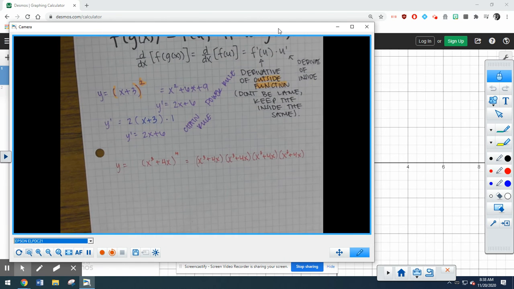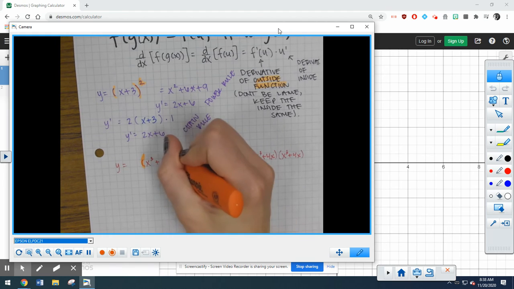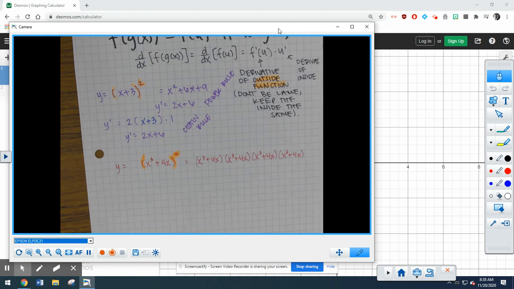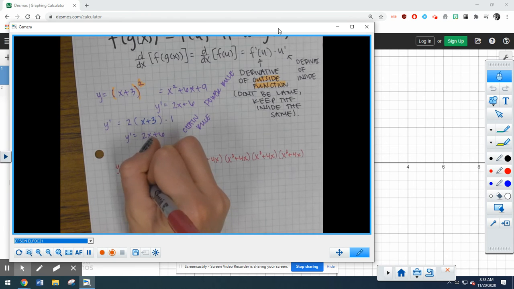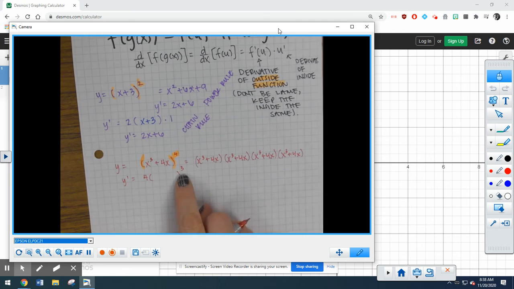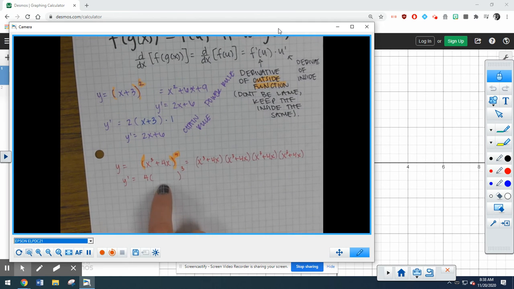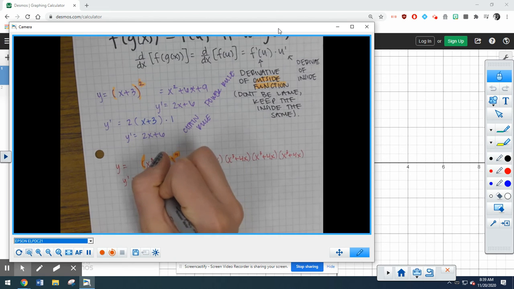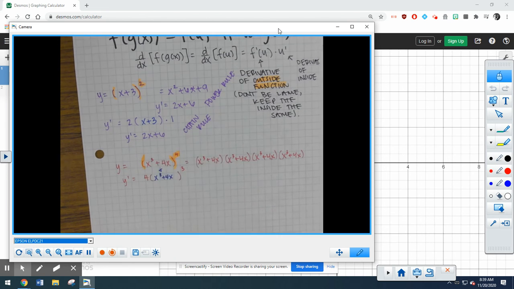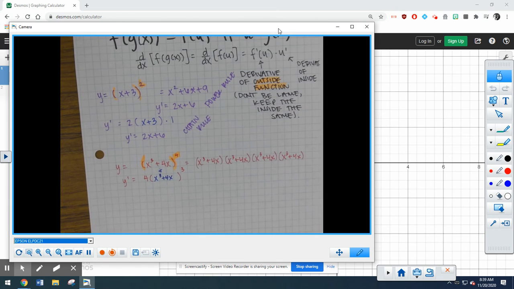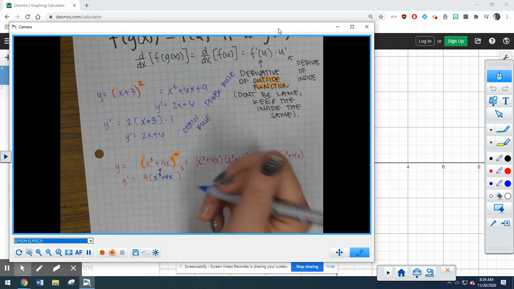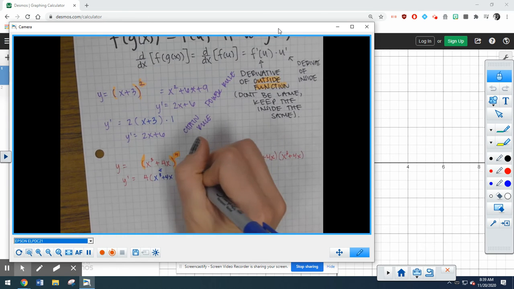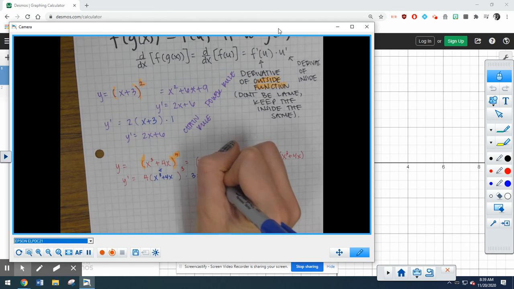What the chain rule says is take the derivative of the outside function. Our outside function is this fourth power. So the derivative of that would be 4 and then to the third. What I've done here is I've left a blank. Don't be lame. Keep the inside the same. And then the last step of this, we're halfway done. The last step of this is to multiply by the derivative of the inside. So the derivative of the inside would be 3x squared plus 4.